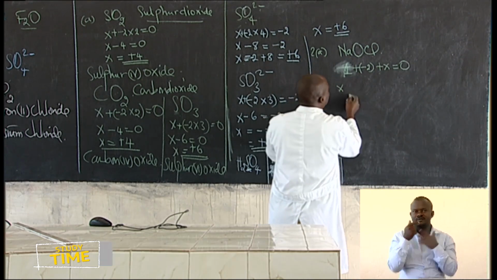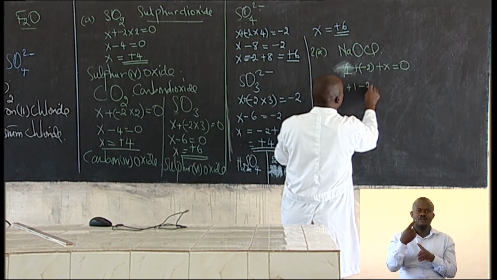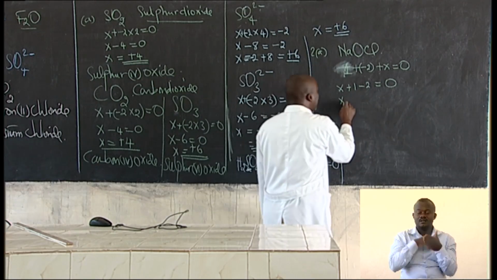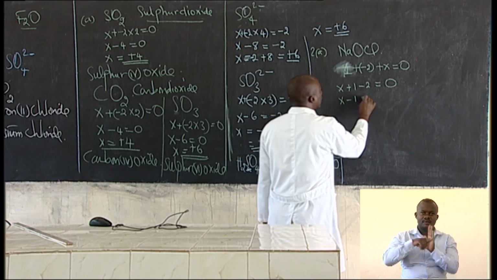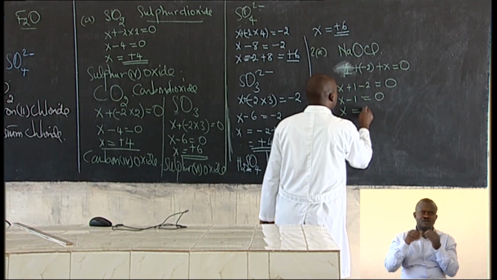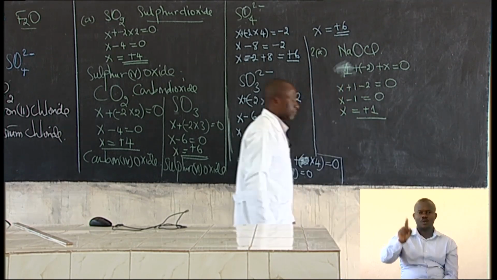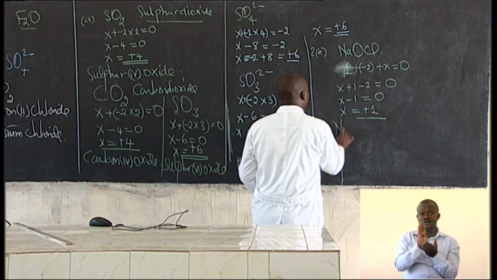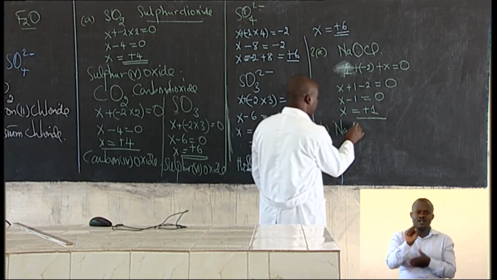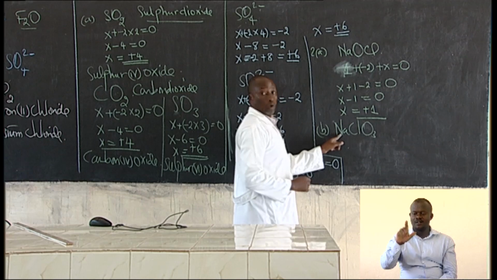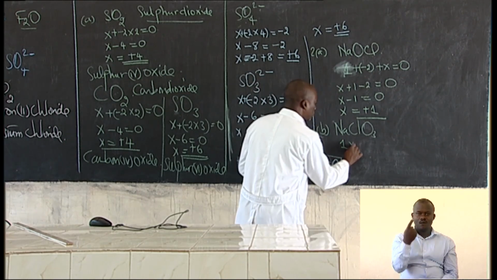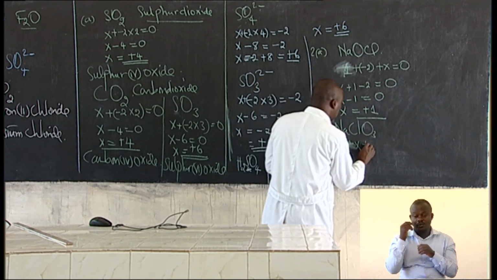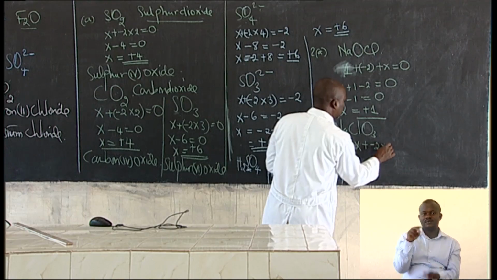So that is X plus 1 minus 2 is equal to 0. That's the same as X minus 1, which will be equal to 0. So X is equal to +1 in that compound. If you have part B, where you have sodium chlorate, so you have 1 plus X, you are looking for chlorine, then plus -2 times 3.